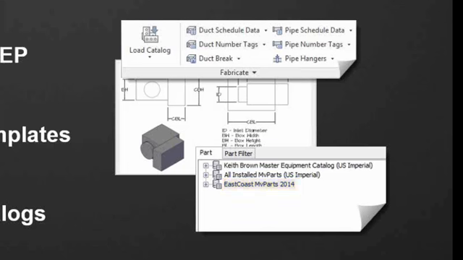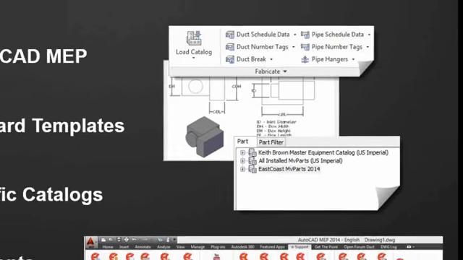If you happen to have created a parametric part from EastCoast using the Parametric Part Wizard, then you'll also see an EastCoast Custom MVPARTS catalog. That catalog will not show up until you have created a parametric part for the first time.